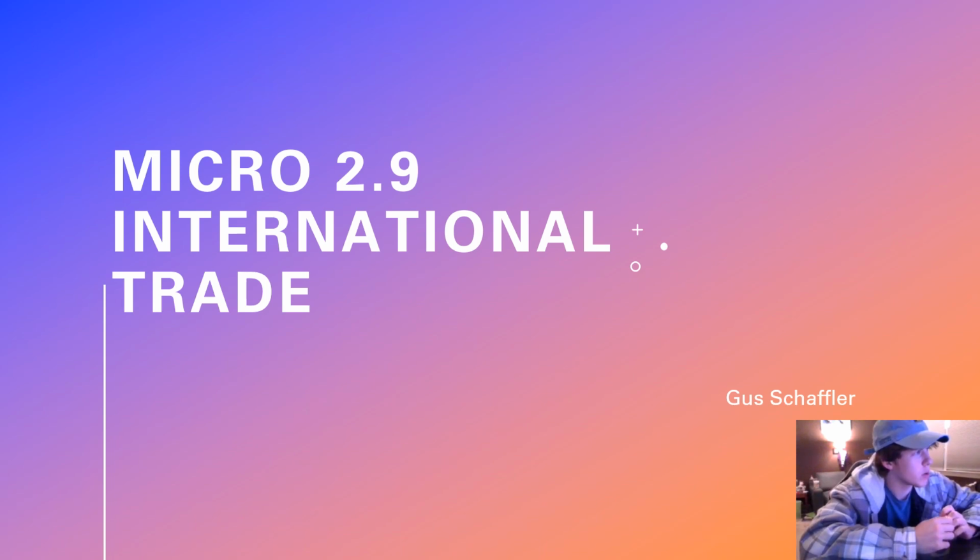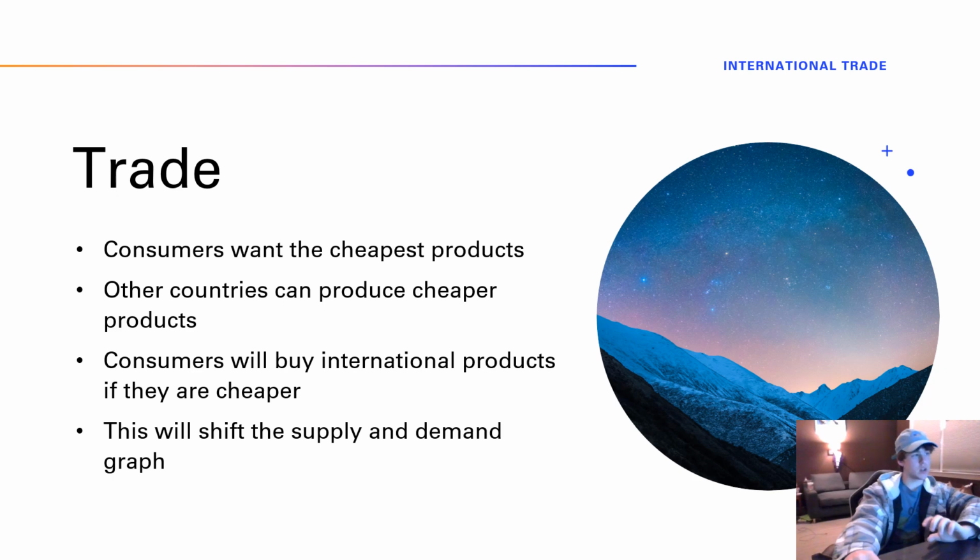Okay, so this is micro topic 2.9, international trade. In general, consumers are always going to want to buy the cheapest products available, and sometimes other countries are able to produce a product cheaper than another country. Consumers are going to choose to buy products internationally if they are cheaper than the ones that are produced domestically. And this will affect the supply and demand graph.